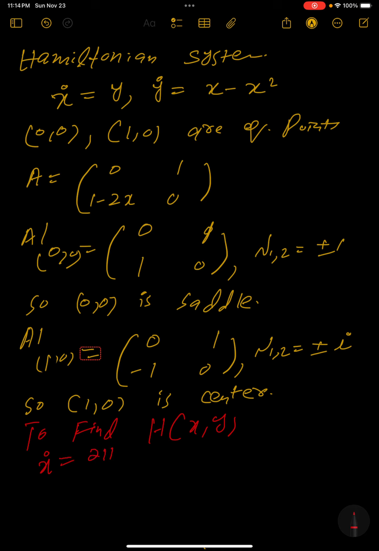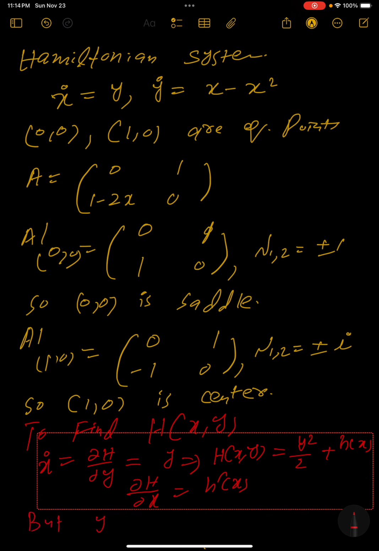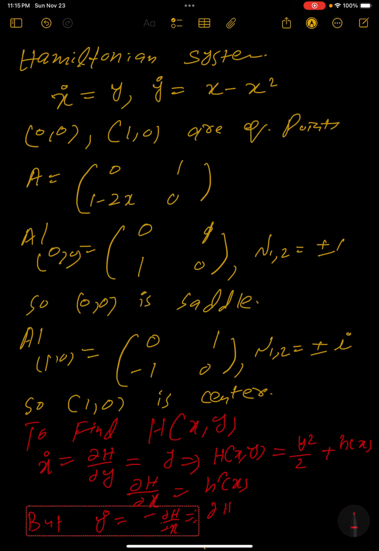So we know that x dot is equal to partial h over partial y. So this means that x dot is y. So from here we can see that h of x y is y squared divided by 2 plus h is a function of x. Now if we take the derivative of this h with respect to x, this is h prime of x. But y dot is actually minus partial h over partial x, so this implies that partial h over partial x is minus y dot, but y dot we know is x minus x squared, so this will be x squared minus x.